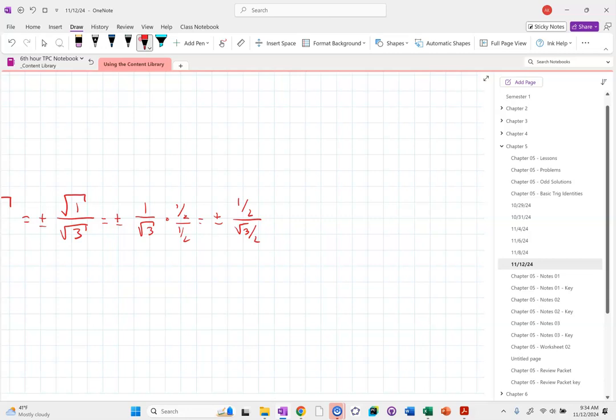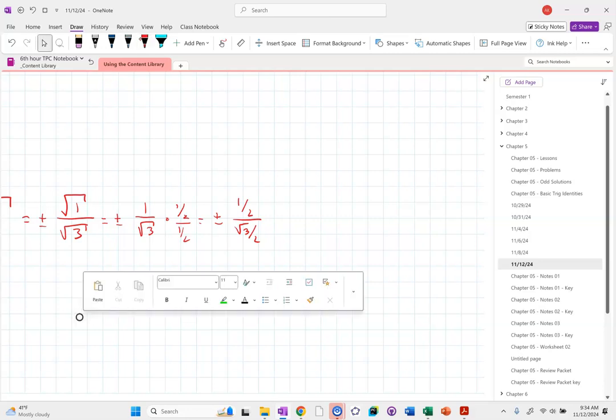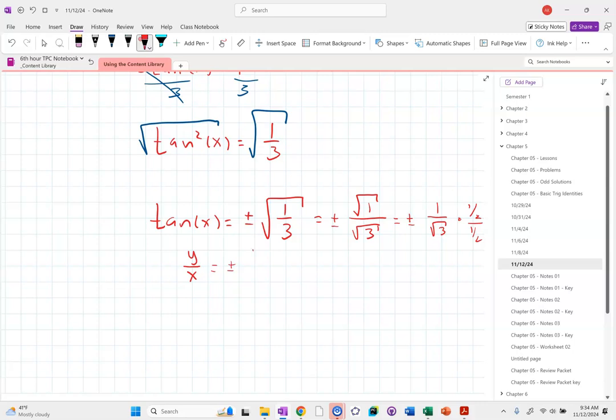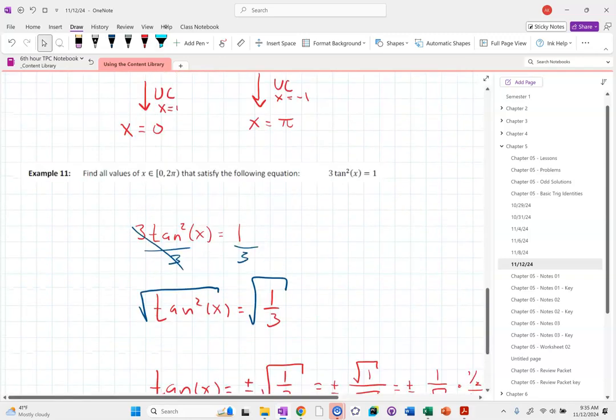Okay, there. All right. So we have this then, right? I'm looking for the places where the y is positive or negative 1/2, and the places where x is positive or negative square root of 3 over 2. Everybody's okay with that? So let's go to our unit circle and start hunting.